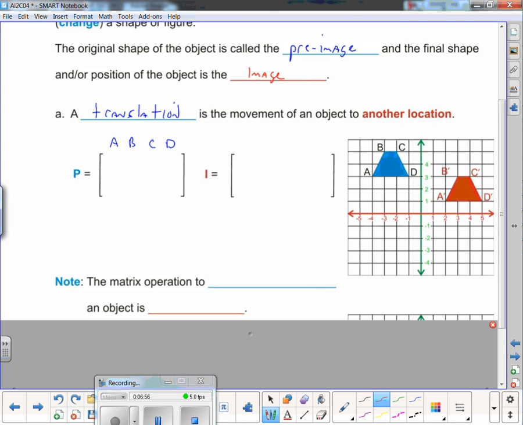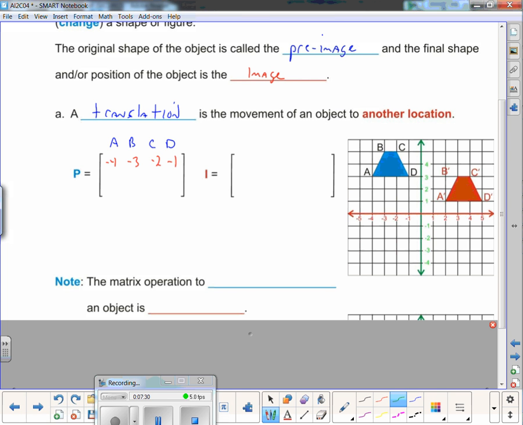And I'm going to use red for my top row because those are all the x-coordinates. And so the x-coordinate of point A is -4, right? And the x-coordinate of point B is -3. And the x-coordinate of point C is -2. And the x-coordinate of point D is -1. So again, I'm just looking at the blue pre-image, and I'm simply writing the x-coordinates, and then underneath the y-coordinates.